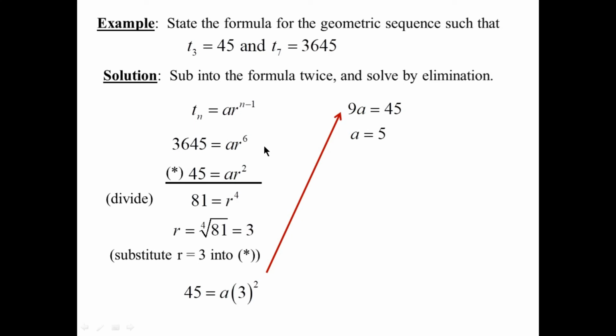Now we know a, now we know r, and the question was, state the formula. Okay, the formula is t sub n is 5 times 3 to the n minus 1. And note, we're not going to go 5 times 3 is 15, as tempting as it is.